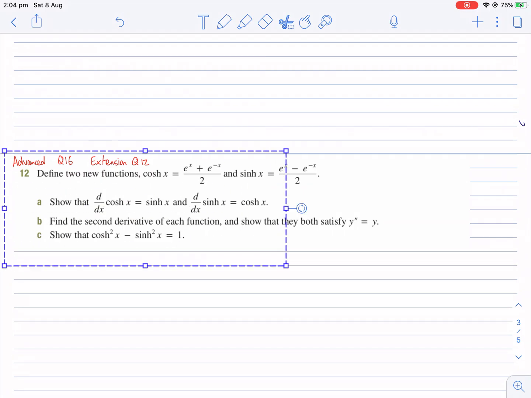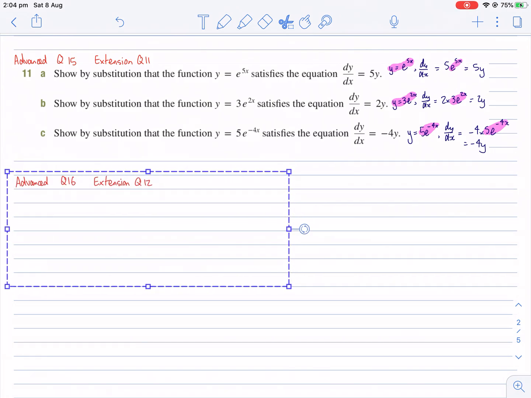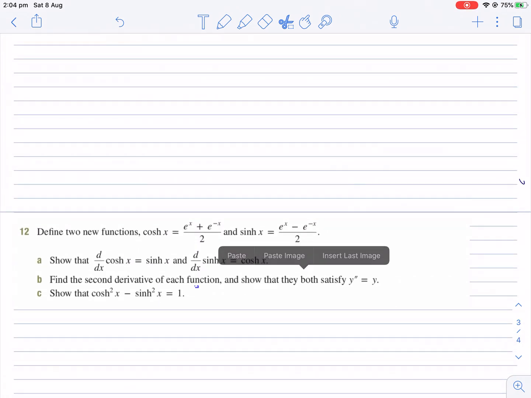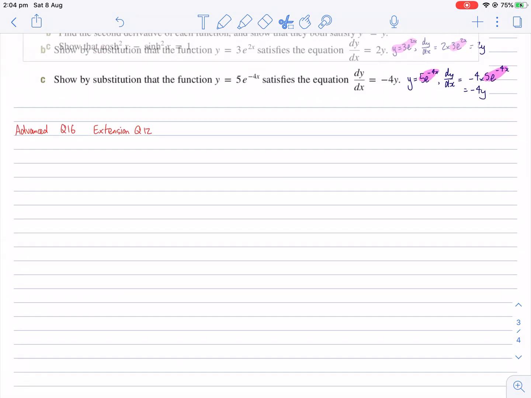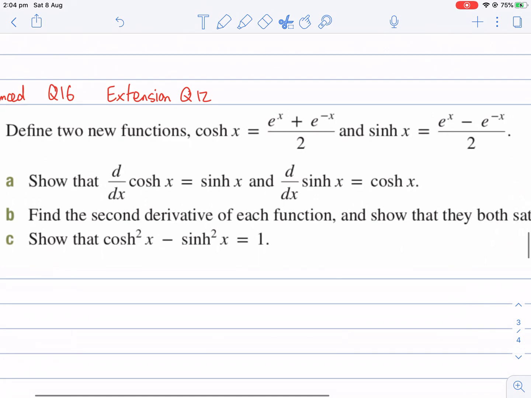Last one, it's question 16 for advanced, which I don't think I set you. For extension, it's question 12, which I definitely did set you. Well, as it's the challenge question. We're looking at the hyperbolic cos and hyperbolic sine. So I had a teacher at uni pronounce it kosh, but yeah, you would say cos h or kosh. Honestly, you probably won't say it.